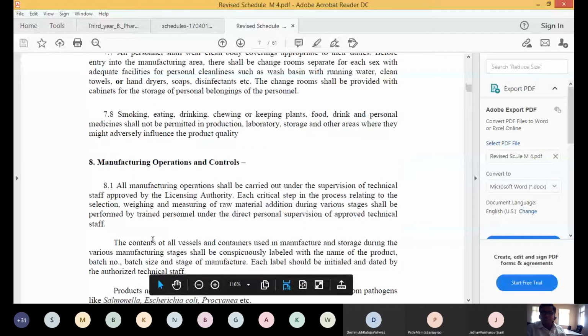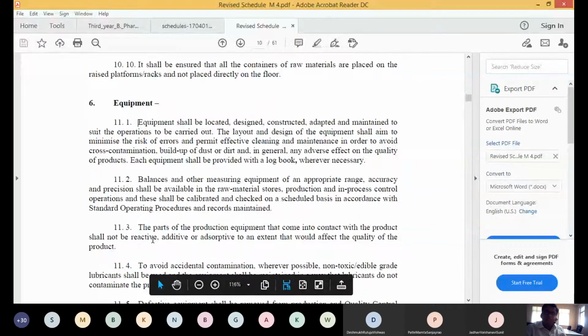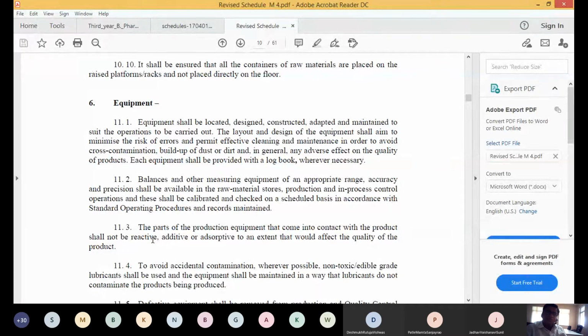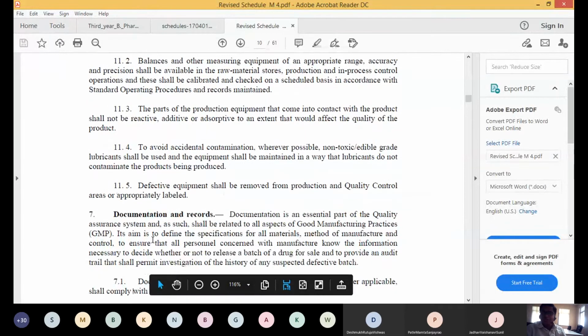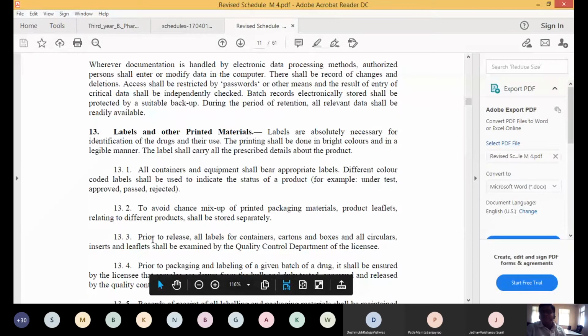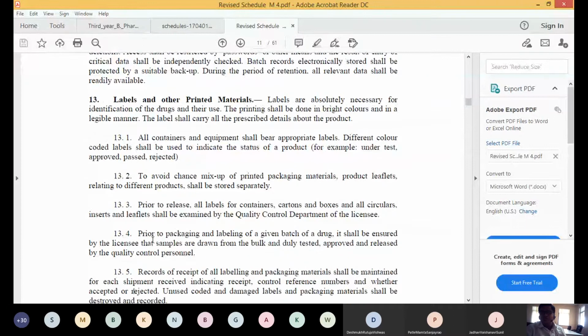Then sanitization of manufacturing premises. What about raw material? How should raw material be kept? What are the guidelines or rules for raw materials to keep, to dispense, to give to other departments like that? Then what is related to equipment? What is the equipment, their documentation and records in the manufacturing area or production area? Then related to labels and other printed materials that are used for that.